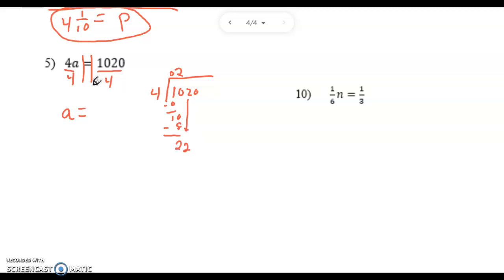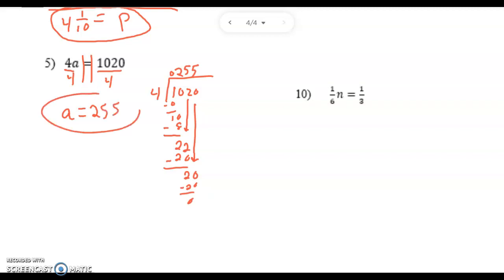Bring down my 2. 4 goes into 22 5 times. Subtract 20, give me 2. Bring down my 0. 4 goes into 20 5 times. So 1020 divided by 4 gives me 255.